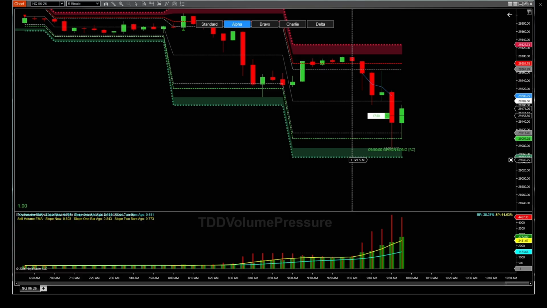And then there on the left, it's telling you the slope of each of the EMAs for the current bar, 1 bar ago, and 2 bars ago, because if you are familiar with moving averages, you'll know that by themselves, they are essentially worthless. But if you know the slope, that is how it becomes extremely powerful.